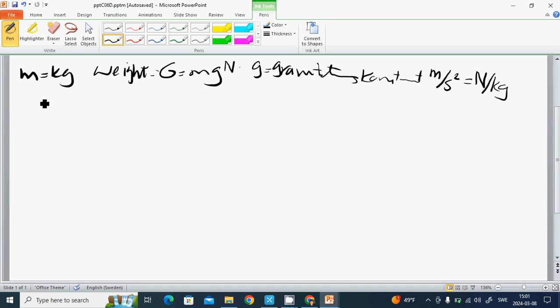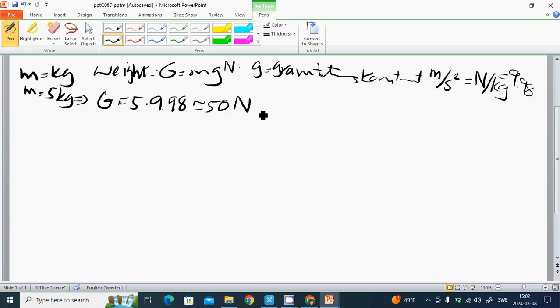What is the weight of the person? m is 5 kilogram. Then G is 5 multiplied by 9.8, and it is almost 50 newton.